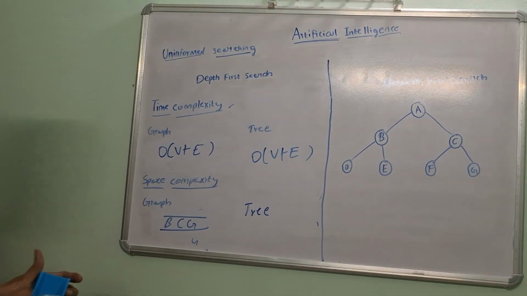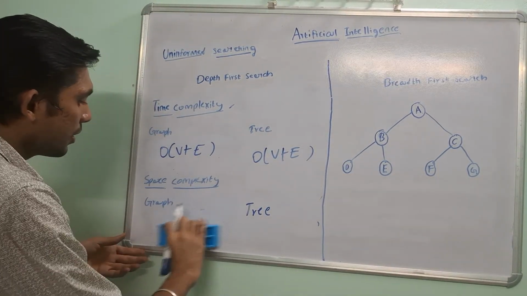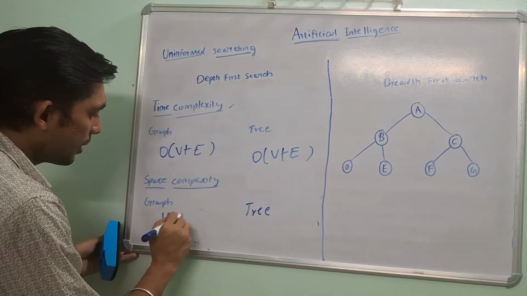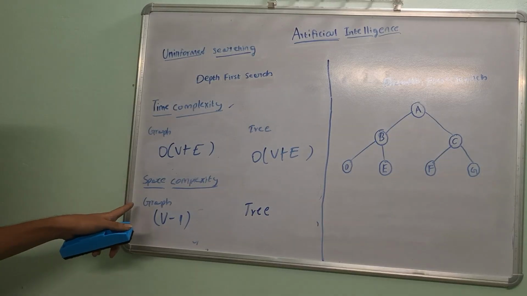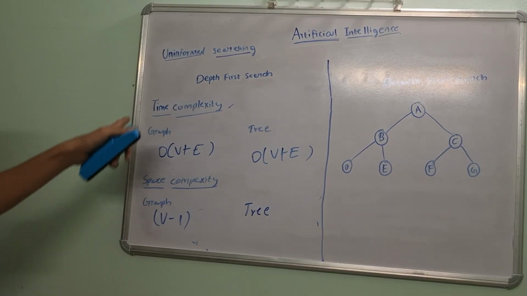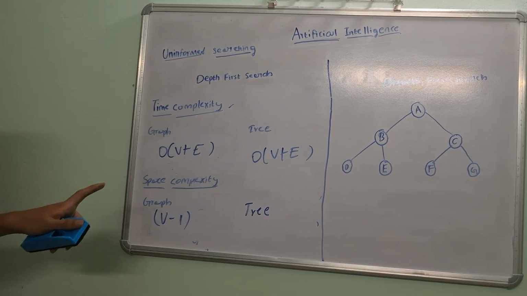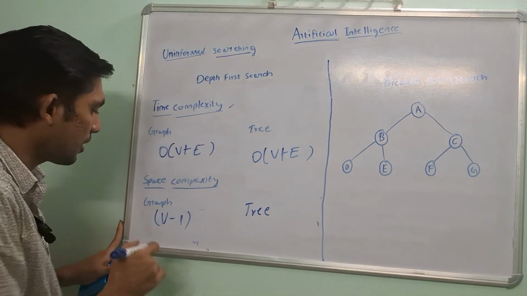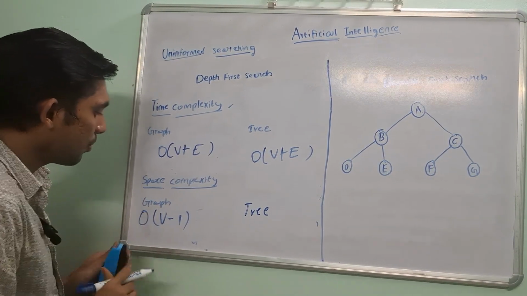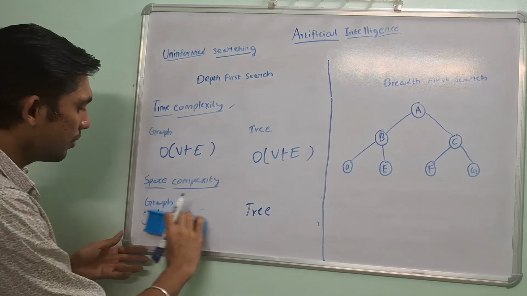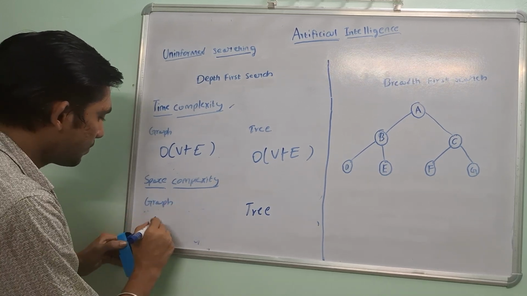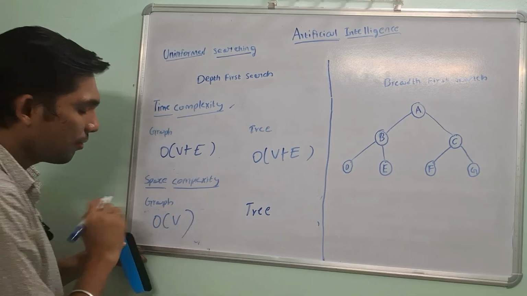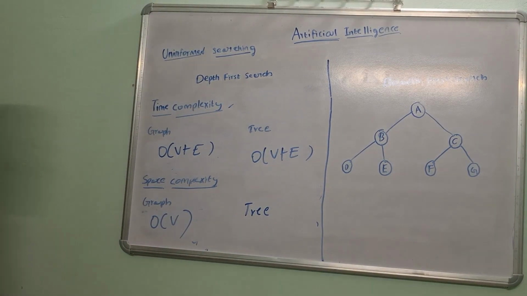So we need n, the total number of vertices, minus 1 space in case of a complete graph for a depth first search algorithm. So this much space is needed for the stack. That's why the space complexity, as 1 is constant, we will only put it as order of vertices, not edges, just order of vertices.